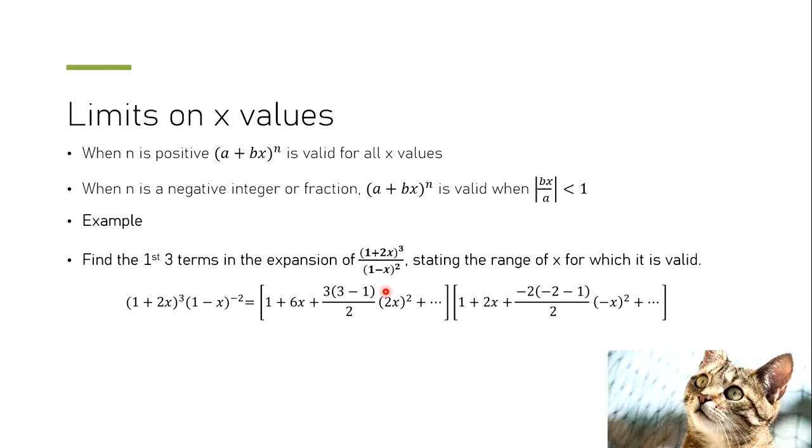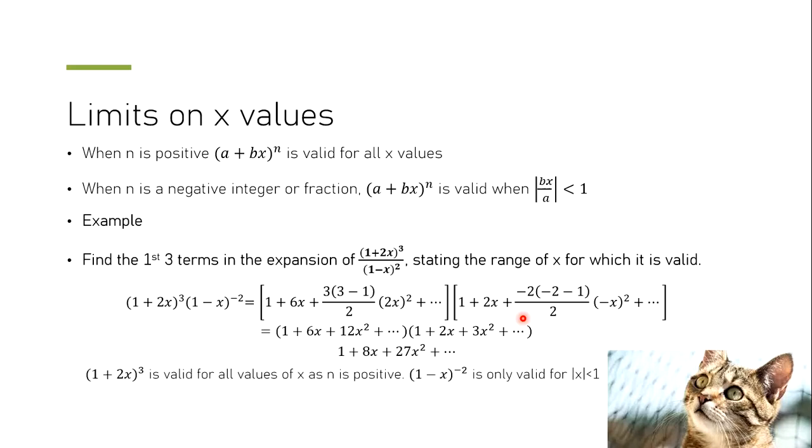So this is the same as (1 plus 2x) cubed lots of (1 minus x) to the minus 2. Then we can expand them out. So we get 1 plus 6x plus 3 lots of 3 minus 1 over 2 lots of (2x) squared. We're only going to go up to the third term for each one because the end result is only going to have the first three terms. And that's going to be times by 1 plus 2x plus minus 2 lots of minus 2 minus 1 over 2 lots of (minus x) squared. Times them, so simplify each of them. 1 plus 6x plus 12x squared lots of 1 plus 2x plus 3x squared. Multiply them together, and we only want the first three terms, so we're going up to the x squared term, and you get 1 plus 8x plus 27x squared.